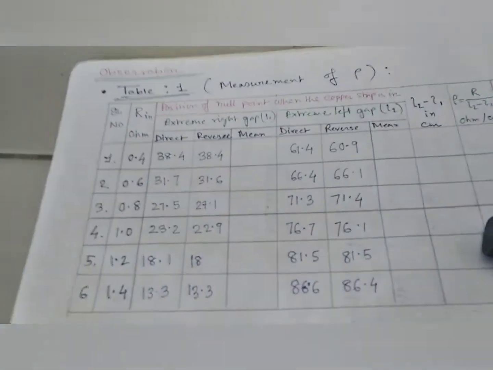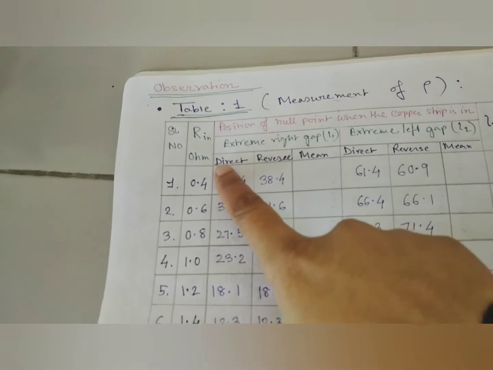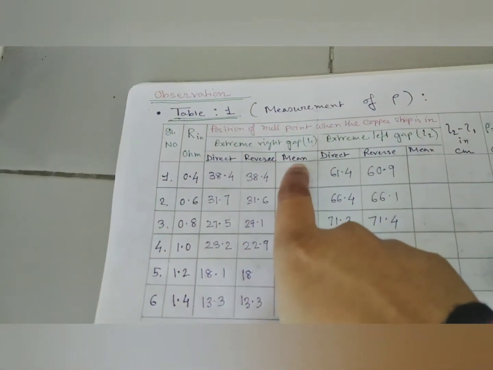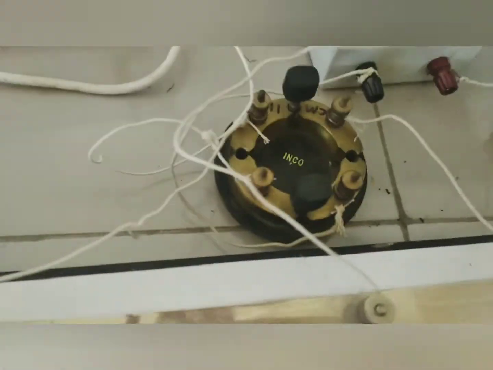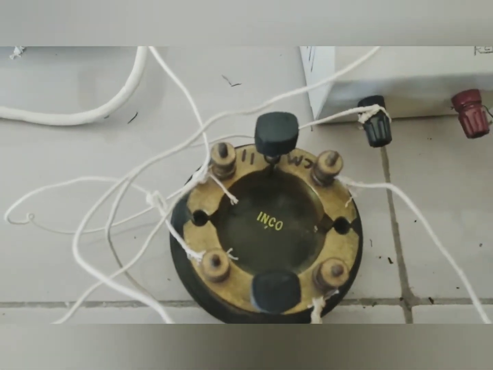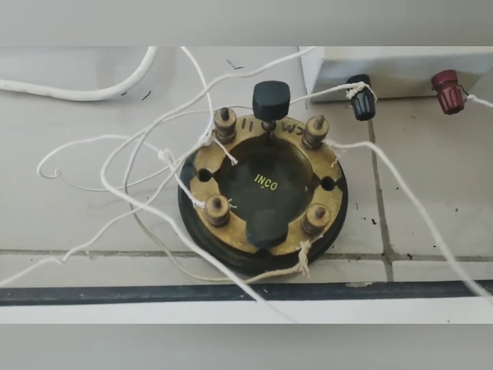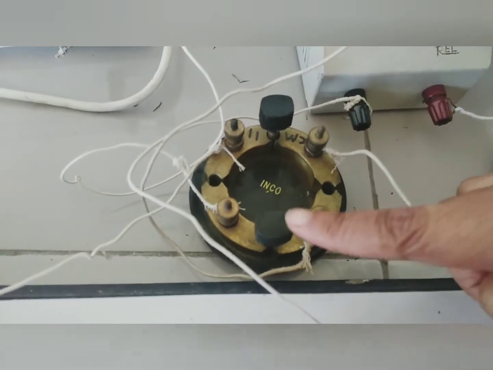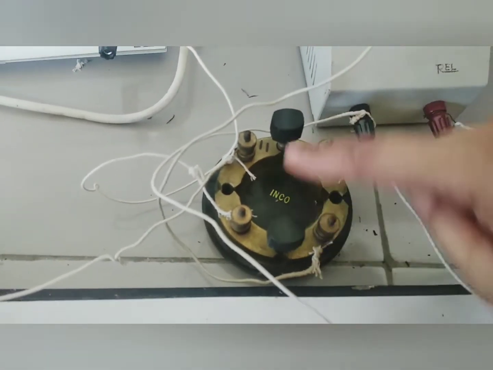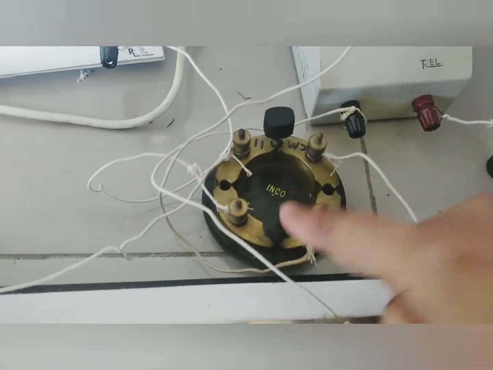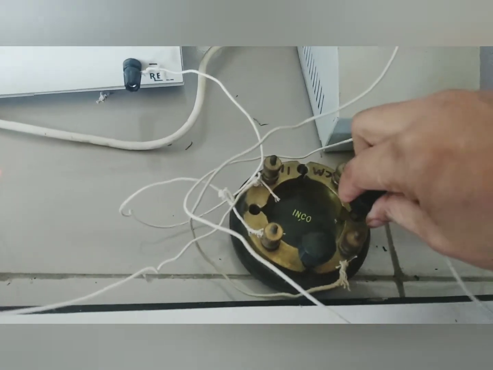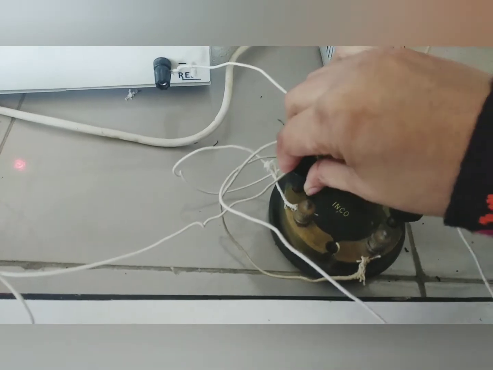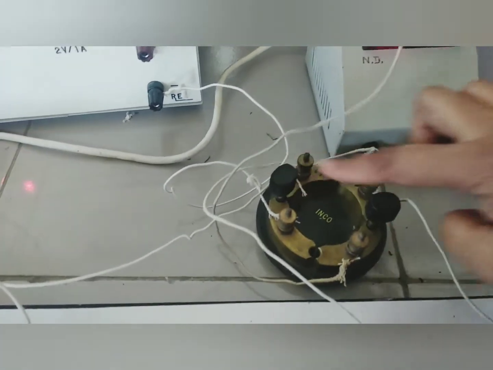Now, in the copy, you noticed that there is a direct reading as well as a reverse reading. We need to take the mean of these two. Mean means average: this plus this divided by 2. So what is direct and what is reverse reading? It is the commutator position. There are 4 plug-ins. If we change the commutator position, that means interchange this position, the current position is the direct reading. If we change this position here, it will become the reverse reading.